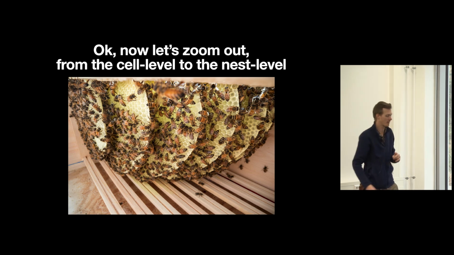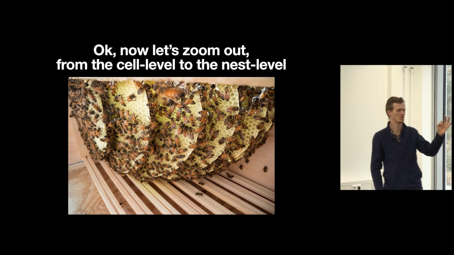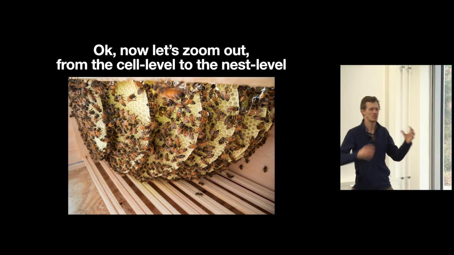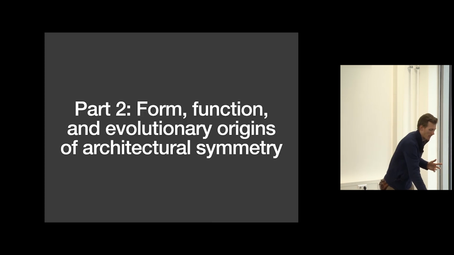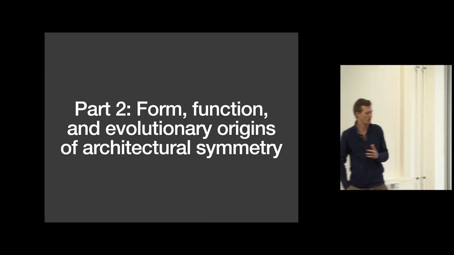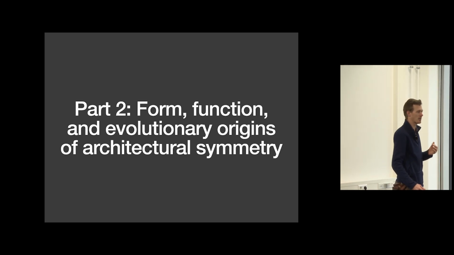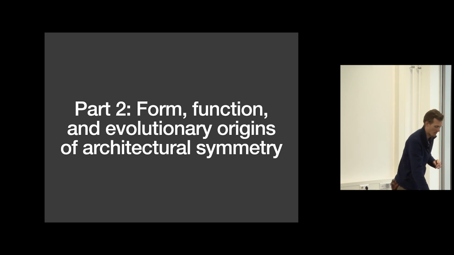So at this point, I'd like to zoom out a little bit. From the cell level, where we've been looking at just that individual cell and what the bees are building, to looking at the entire nest and what they're doing with it. And this is part 2, the form, function, and evolutionary origins of this architectural symmetry. And I'll explain, hopefully, what I mean by that architectural symmetry, which is something a little strange.